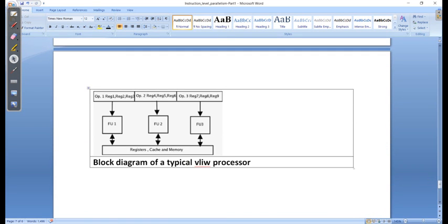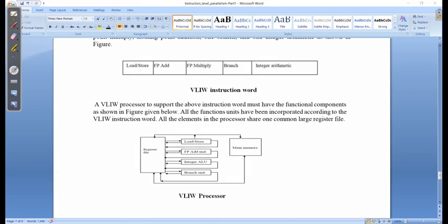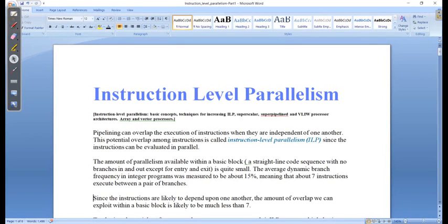Lastly, here you have a block diagram for a typical VLIW processor. These are your VLIW instructions and these are your functional units. Functional units are generic names for different types of units. Depending on the type of computation your processor is going to perform, you will add different types of functional units into your processor. So this was the idea and implementation guidelines behind instruction level parallelism.